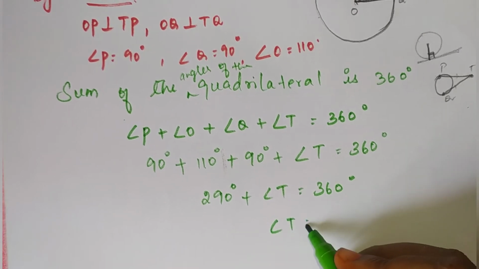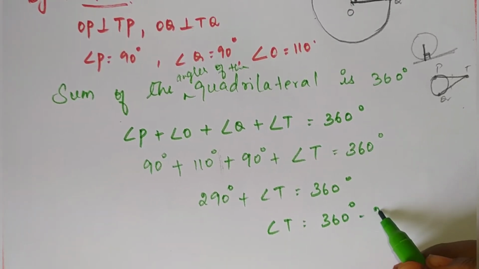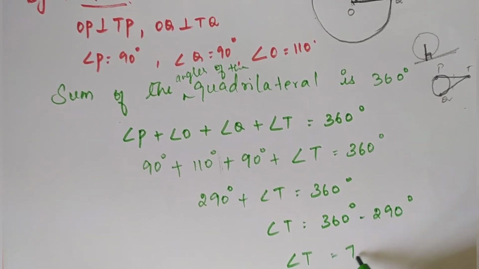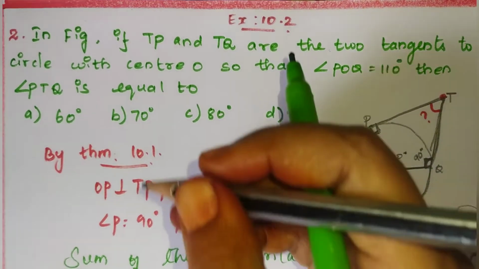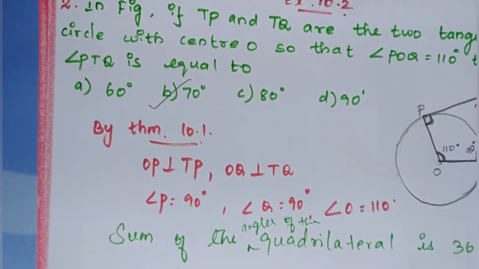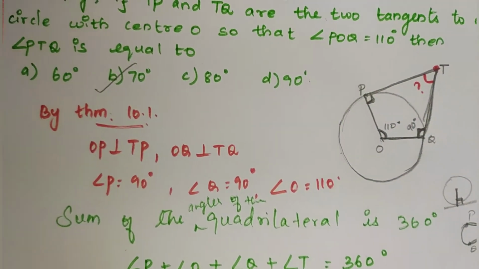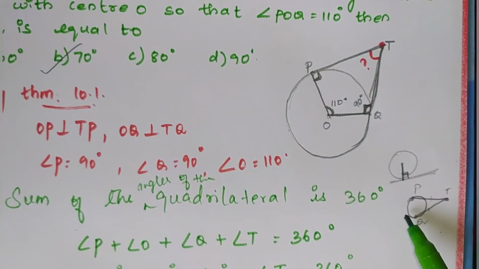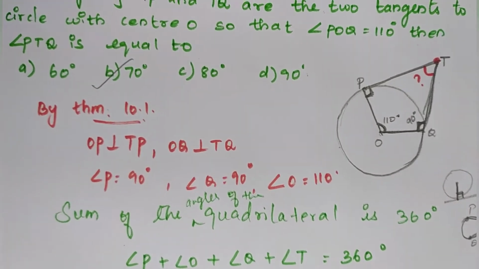So angle T is equal to 360 minus 290 degrees. So angle T is equal to 70 degrees. So what is the answer? 70 degrees is the answer. Clear, all of you? Throughout this exercise we are going to use these two theorems only. Be clear in these two theorems. Clear, children?